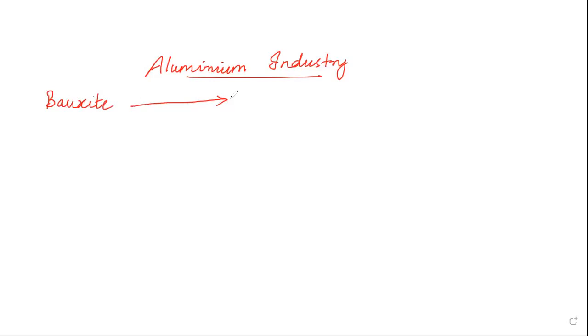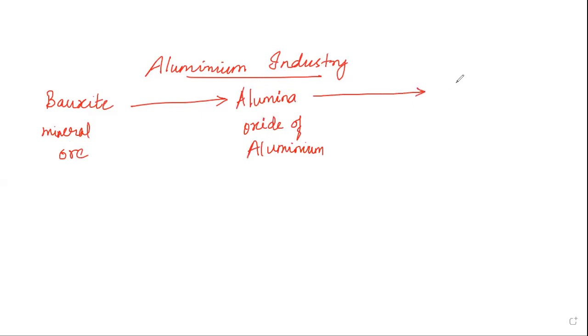All right. So from bauxite, which is the mineral ore, I will be extracting alumina, which is an oxide of aluminium. From that, I will be extracting aluminium. So this is the order by which we are going.